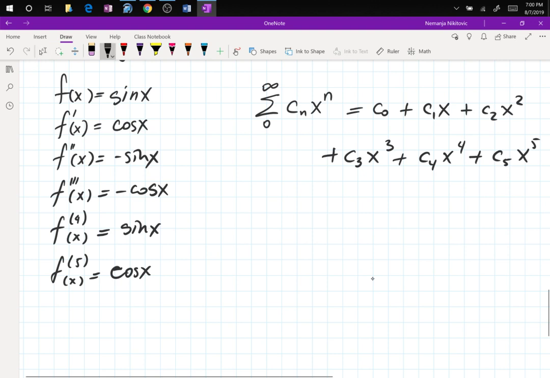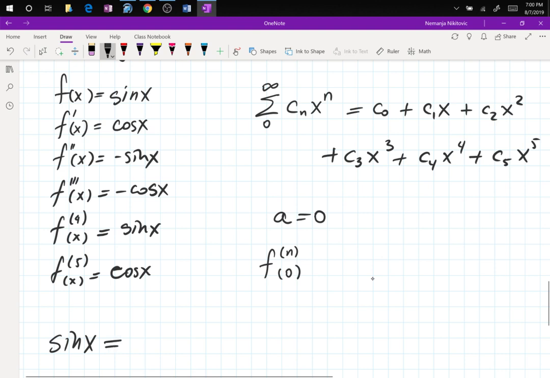I am computing this at a equals 0, which means that all of my f to the n's will be computed at 0. Now look, every time you have a sine, that 0 will give you 0. But when you have a cosine, cosine of 0 is 1. So technically, every single one of these that has a sine is going to eventually die out. But let's write it all.